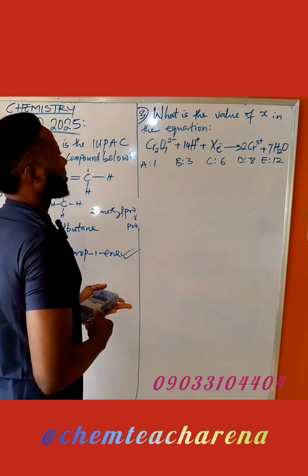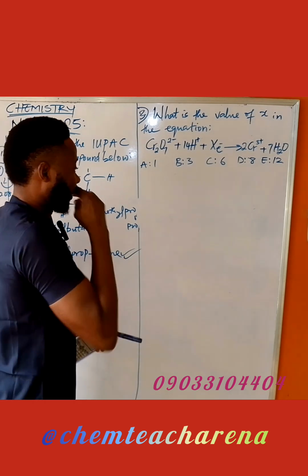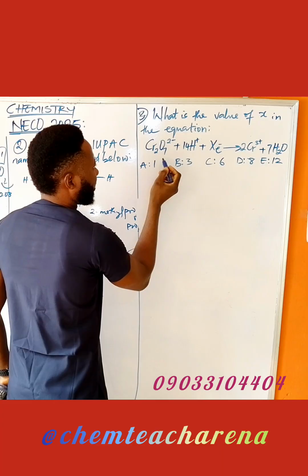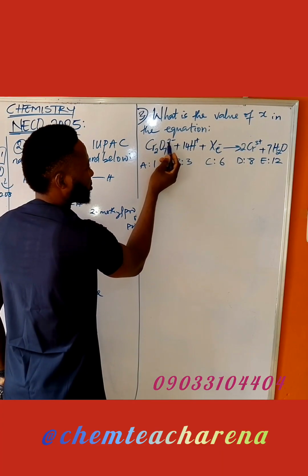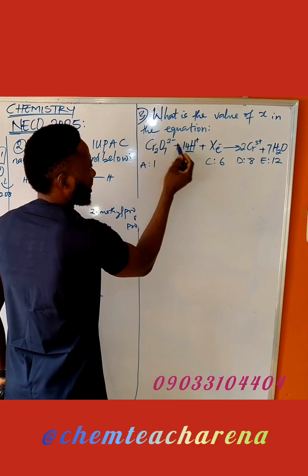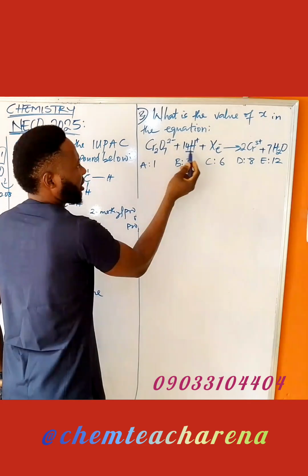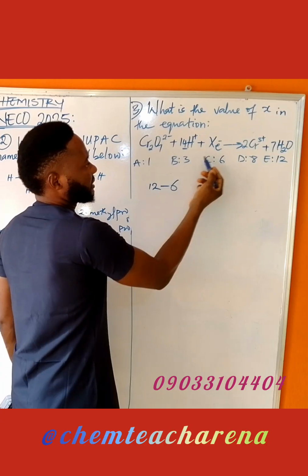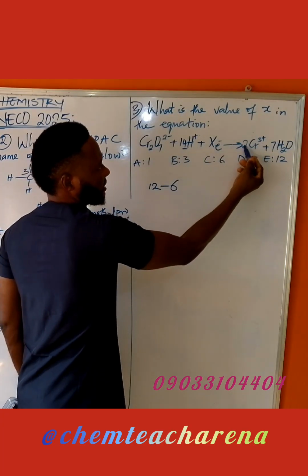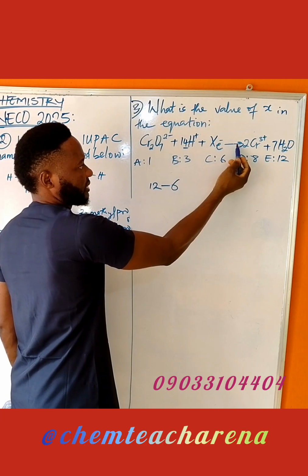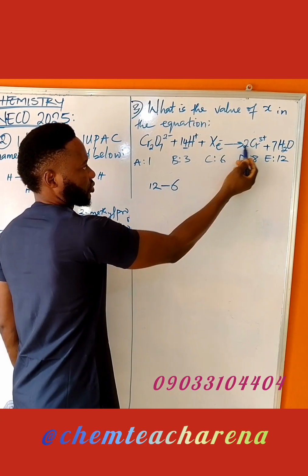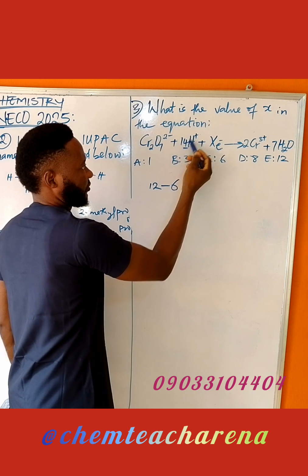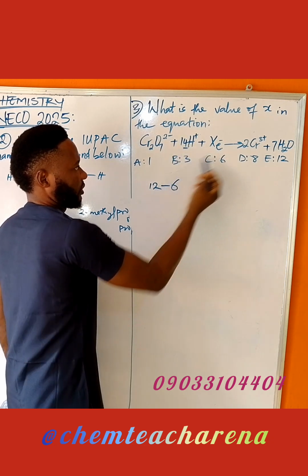What is the value of x in the equation below? Now this is how you do it. It's very simple. The charge we have here is -2, and here is 14, so 14 minus 2 is 12. Now we have 2 times 3, which is 6. Like I told you, this arrow here means minus. So 14 minus 2 is 12, minus 6, we have 6.